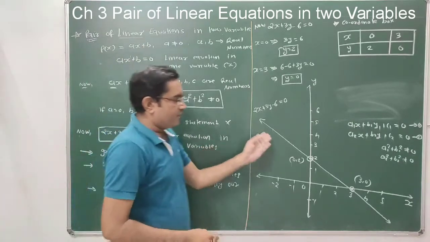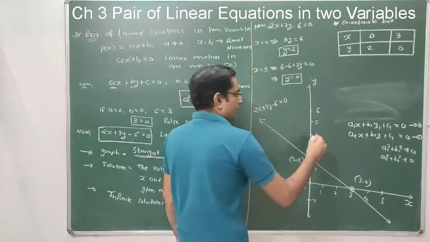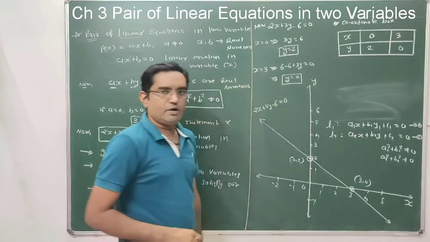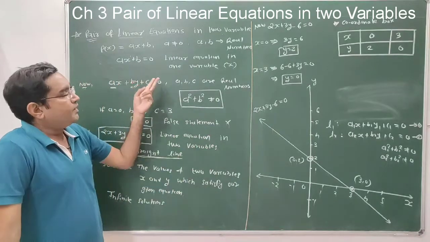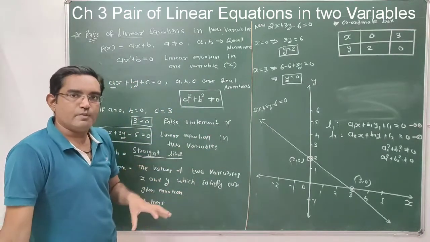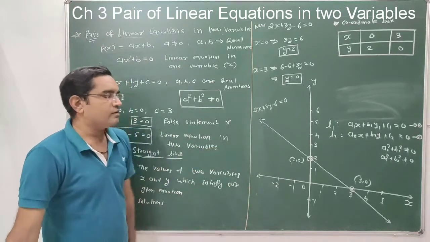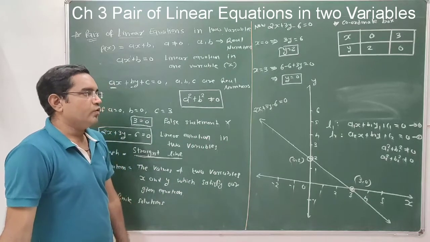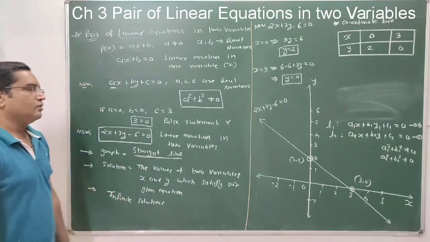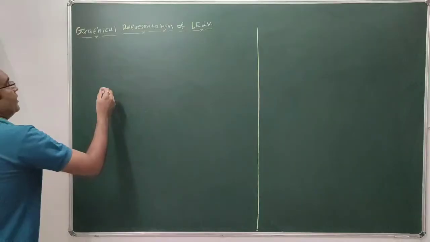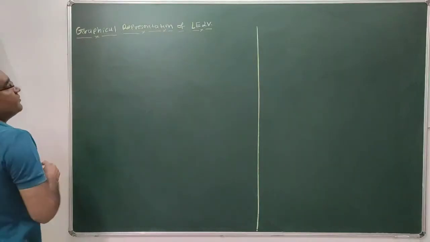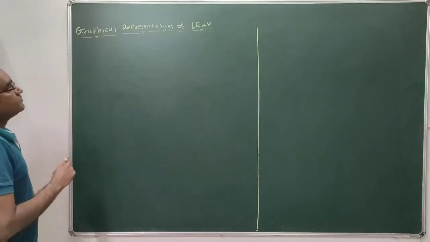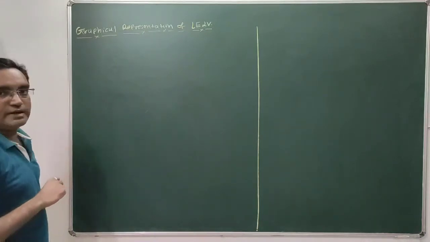One linear equation's graph is a straight line. For two linear equations, we get two lines. If we draw the graph of this pair of linear equations in two variables on a single graph paper, we will get two lines for the two equations. Two straight lines for the two equations. Clear, students? Pause the video to note it down. Now, the next topic is graphical representation of linear equations in two variables. How can we represent linear equations in two variables graphically?